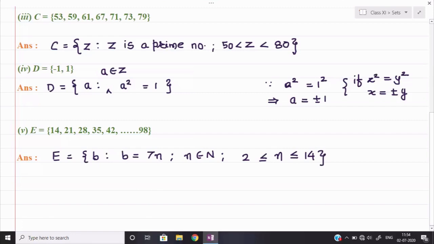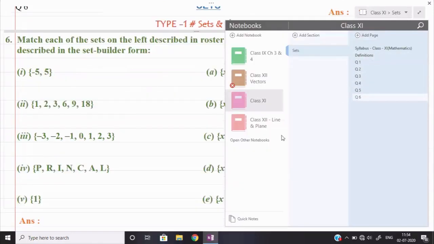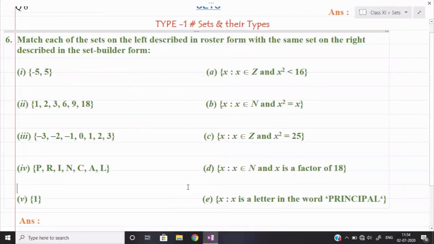Now students, quickly we shall see the last question of the topic. This particular topic has more chapters, more subtopics. So let us see the last question, question number 6. In this question we have to match the following. On one side you have the set given in roster form and on the other side it is given in set builder form. So quickly I will match over here.